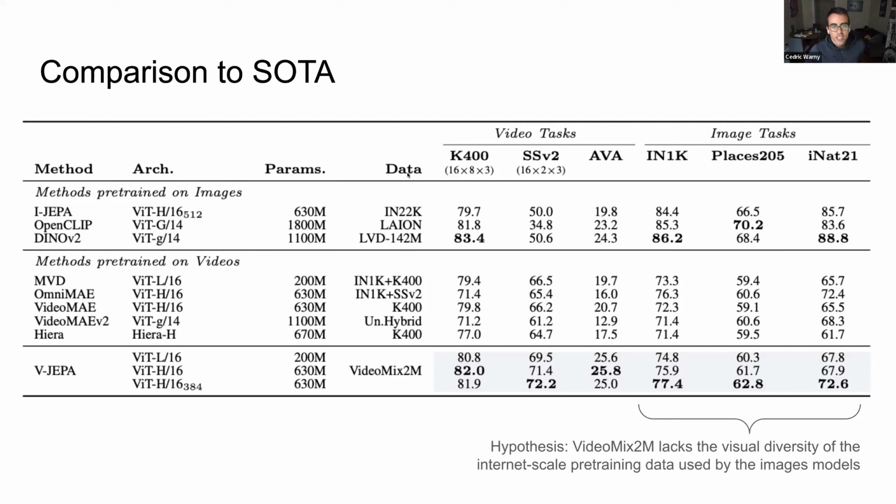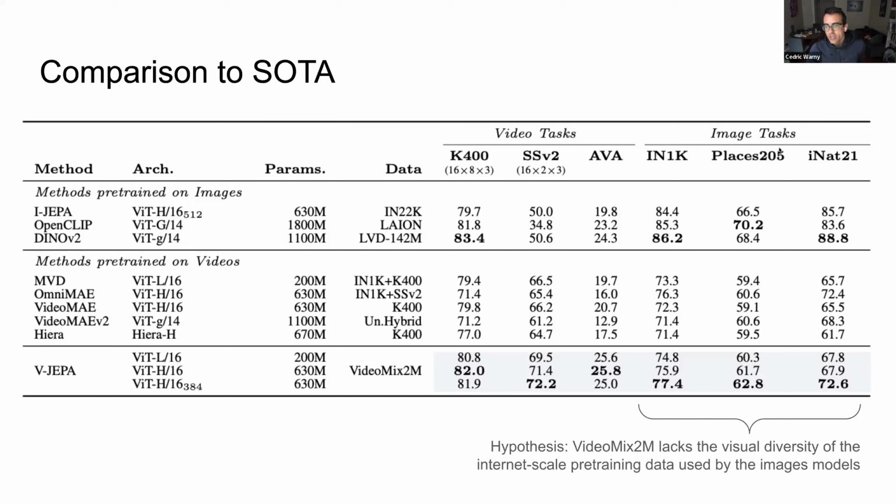And this column data is the pre-training data that they used. Again, one thing to note is the number of parameters for V-JEPA is sort of on the low side here compared to these other models. And the performance is pretty good, if not the best in terms of video tasks. So it's the best across all models, except maybe this one here.